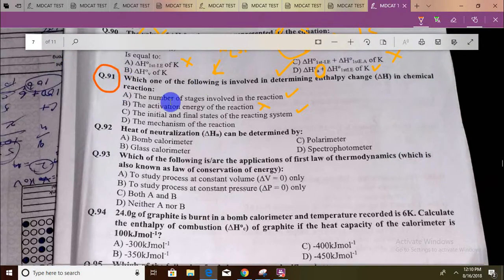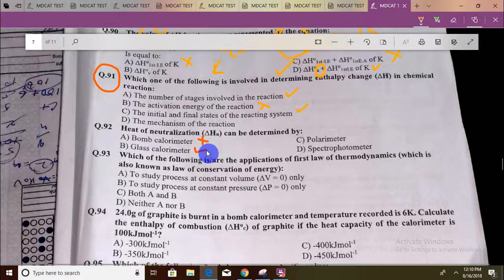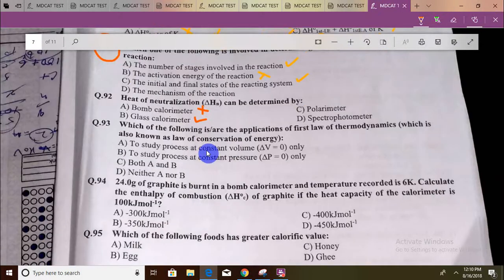Heat of neutralization can be determined by bomb calorimeter. Traditionally speaking, no, we usually use the glass calorimeter. Which of the following is the application of the First Law of Thermodynamics? To study process at constant volume, to study process at constant pressure. So the answer is both A and B.